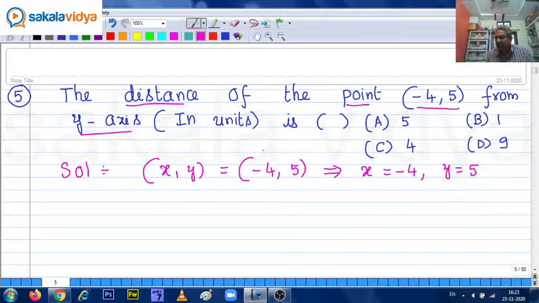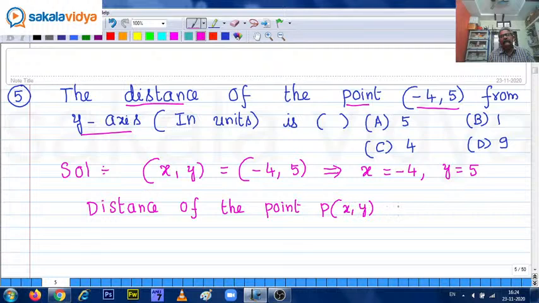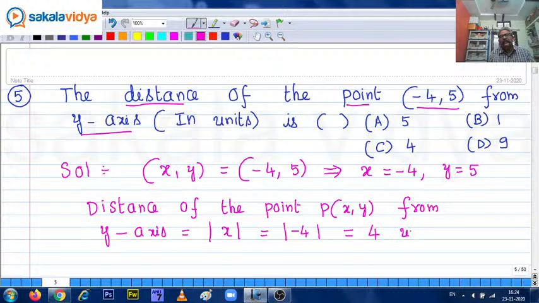So let us write the formula. What is the formula? The distance of the point P of x comma y from y-axis equals modulus of x. X stands for -4. Modulus of -4 gives us 4 only. Obviously, your answer is 4 units. So what is the right option? Yes, option C. C is the right option.